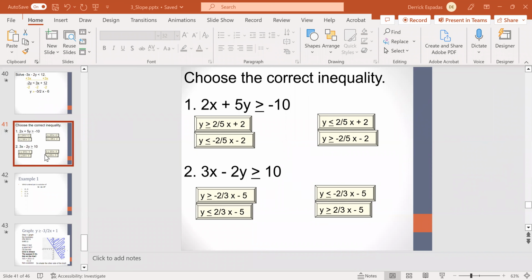All right, let's take a look at this other one. 3x minus 2y is greater than or equal to 10. You know what? Let's see. Can I change colors? I can. Let's go to a traditional black. That might show up a little bit better. So 3x minus 2y is greater than or equal to 10.